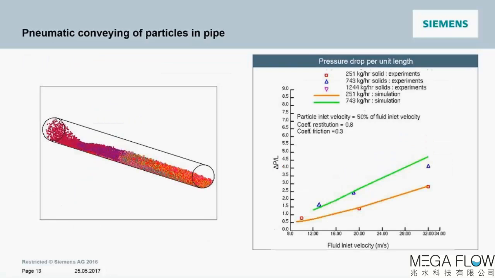Obviously, then, this method is very suitable to be coupled with a CFD simulation where flow of fluid and flow of particles using discrete element methods can be used together. An example here showing how the pressure drop per unit length is varying with a varying fluid inlet velocity.